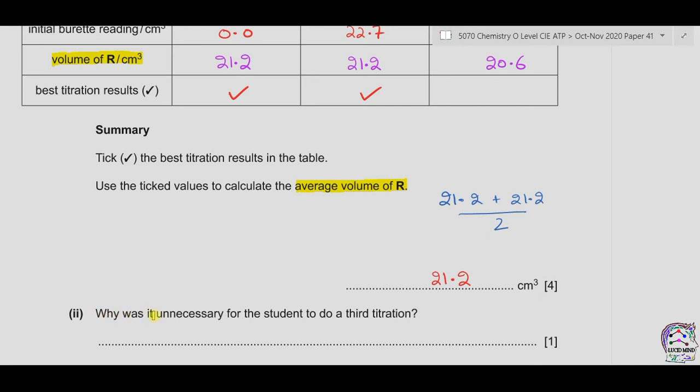Part 2. Why was it unnecessary for the student to do a third titration? As we can see, in the first two titrations the volume was exactly the same, so there was no need for doing the third one. So we can write: first two results were same.